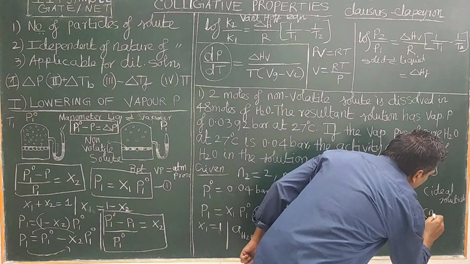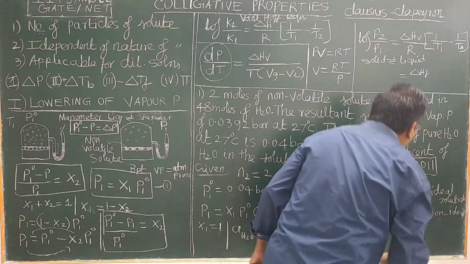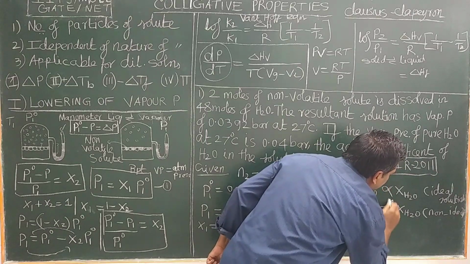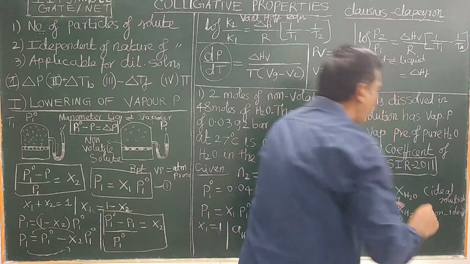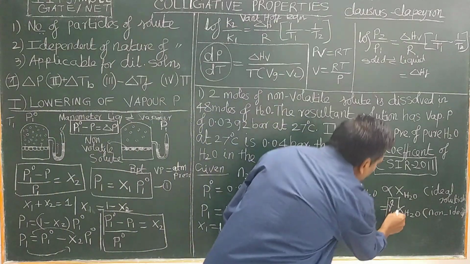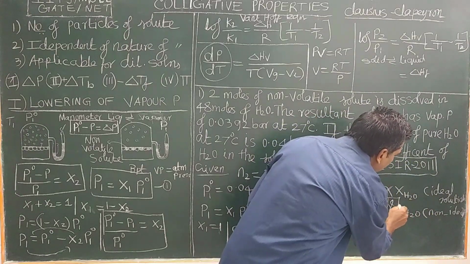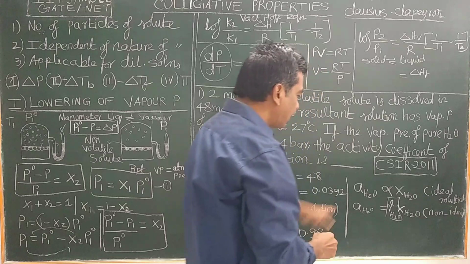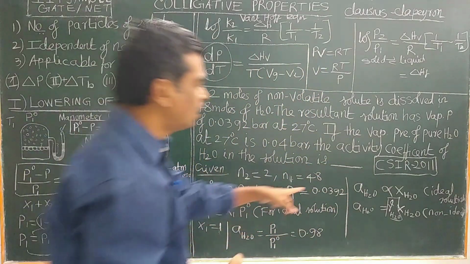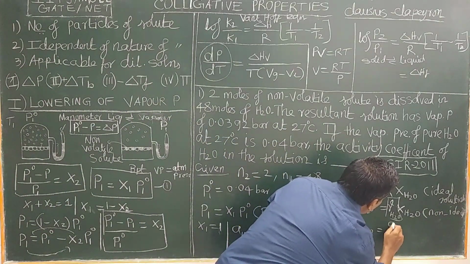For non-ideal cases, Raoult's law is not obeyed. Therefore, gamma appears. This is known as the activity coefficient. Suppose for an ideal solution or dilute solution, gamma is equal to 1. Therefore, activity is equal to the mole fraction of water. But they have asked here, since it is a non-ideal solution, it does not obey Raoult's law. Therefore, gamma of H2O equals the activity of water divided by the mole fraction.